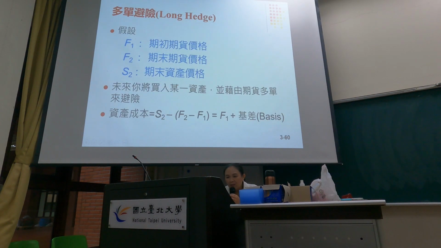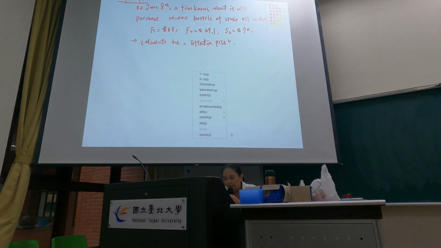Okay, now take a look at this example. It's a long hedge example. On June the 8th, a firm knows that it will purchase, remember, all purchases come with a long hedge, 20,000 barrels of crude oil in October. And then we have all this price information. So first of all, let's draw the diagrams.